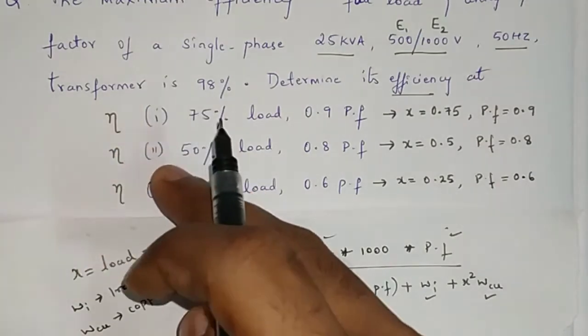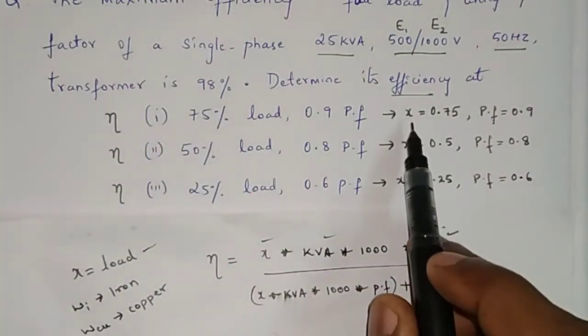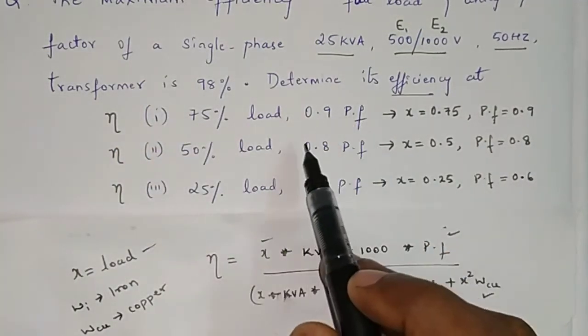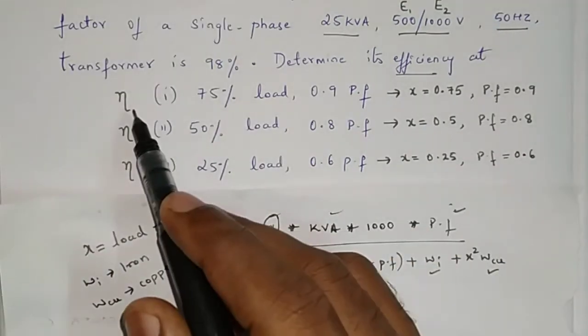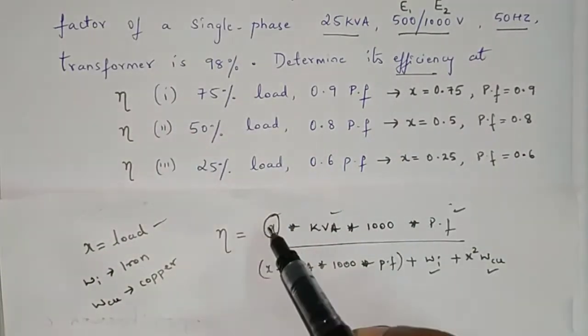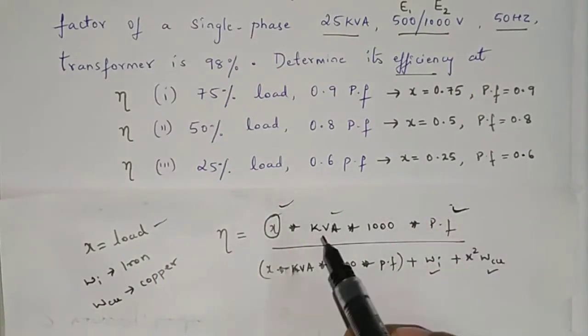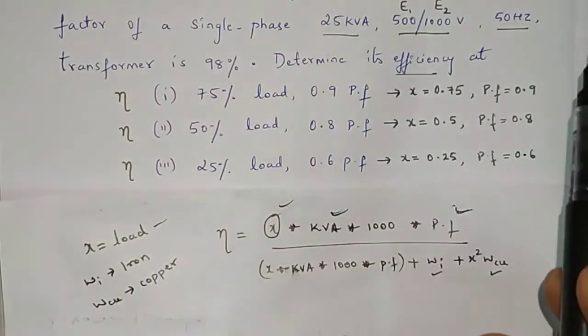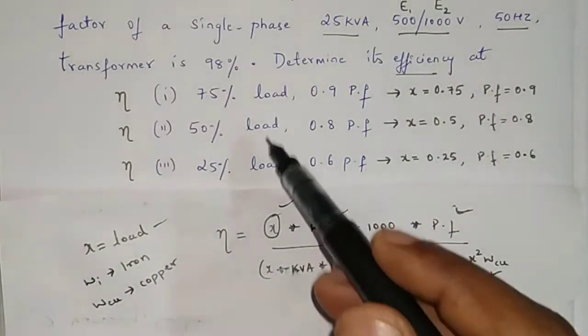So just see each case in the question. Load is given; load will change, power factor will change in each case. So if I want to find out the efficiency for case number 1, load is given, so X will be given, power factor is also given. kVA is nothing but the power rating of a transformer. It will be the same for all the three cases.